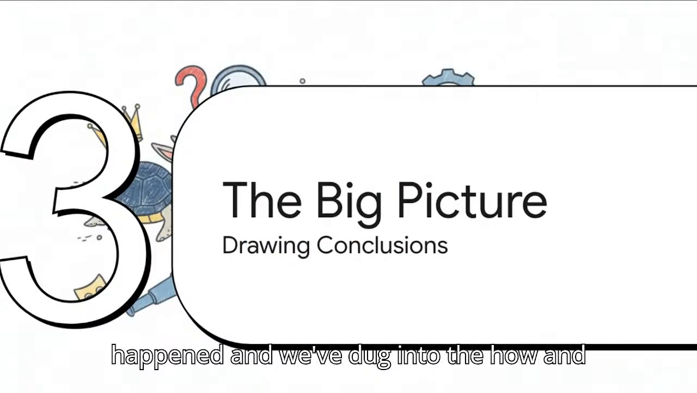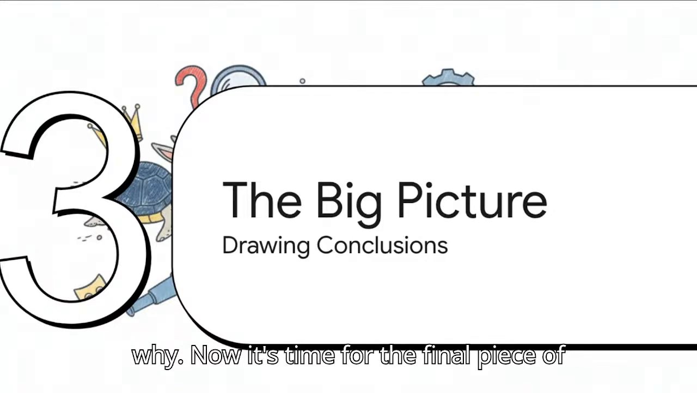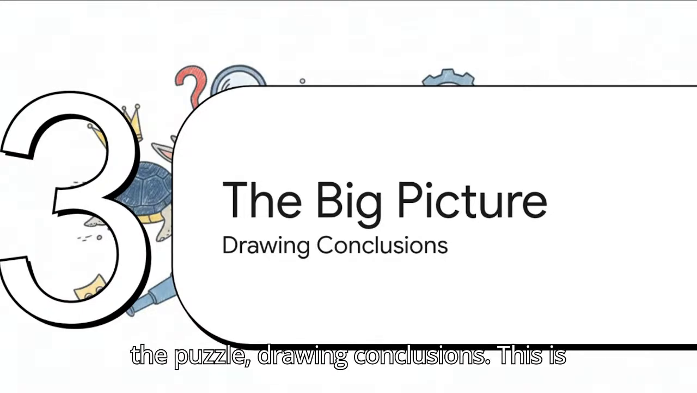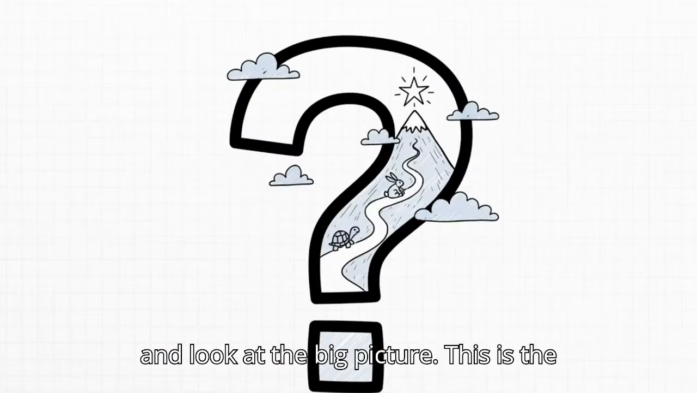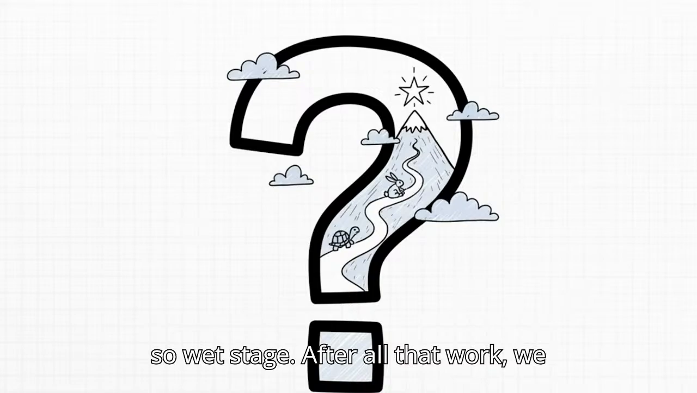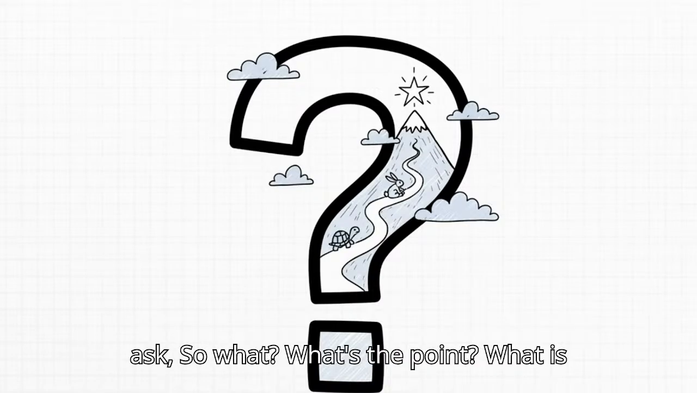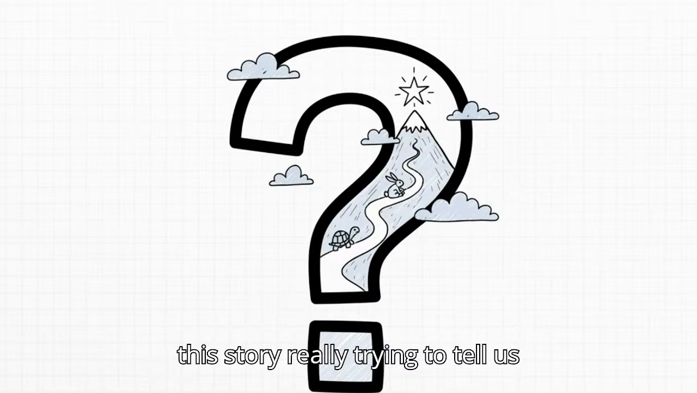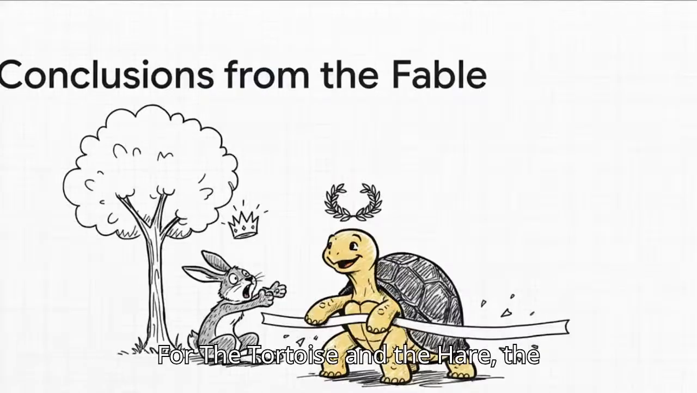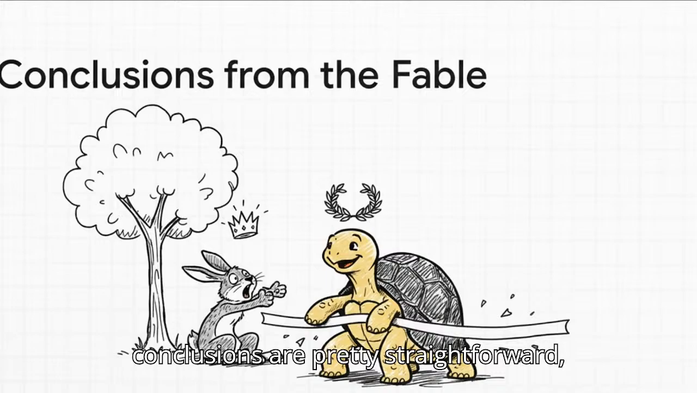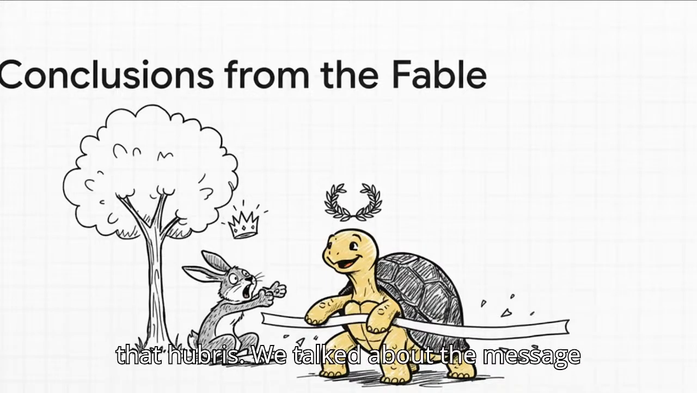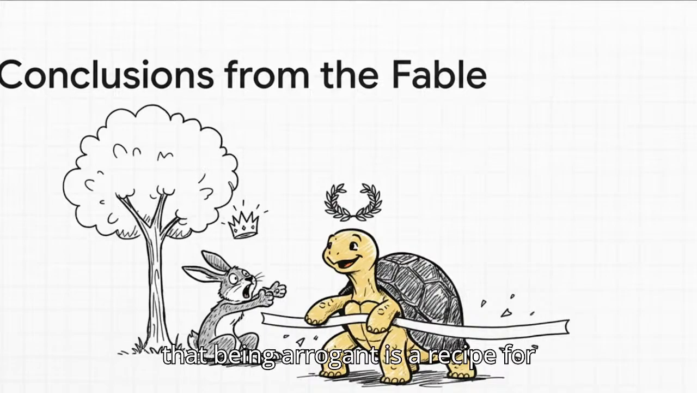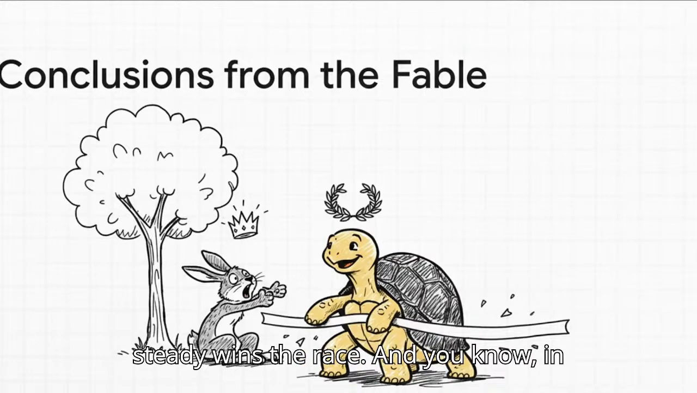Okay, so we've figured out what happened, and we've dug into the how and why. Now it's time for the final piece of the puzzle, drawing conclusions. This is where we step back, put it all together, and look at the big picture. This is the so what stage. After all that work, we ask, so what? What's the point? What is this story really trying to tell us about, I don't know, life? About people? For the tortoise and the hare, the conclusions are pretty straightforward, right? The big themes are things like perseverance, modesty, and the dangers of that hubris we talked about. The message? That being arrogant is a recipe for disaster.